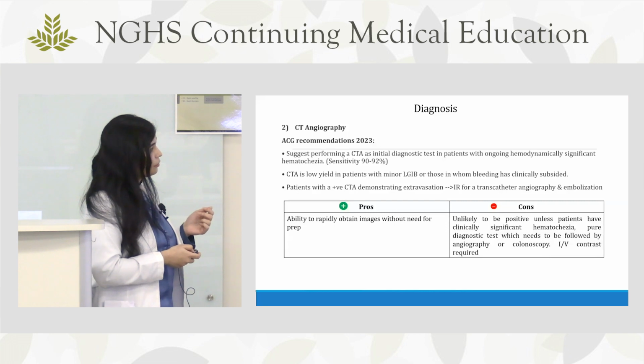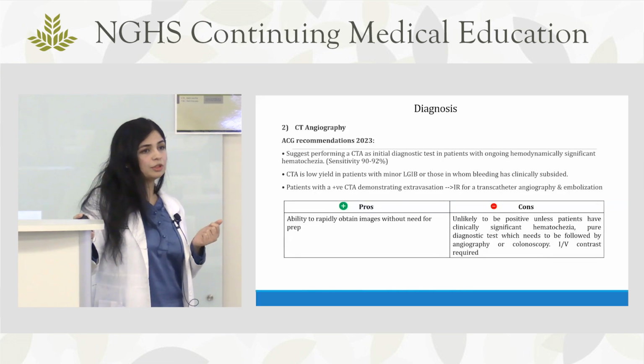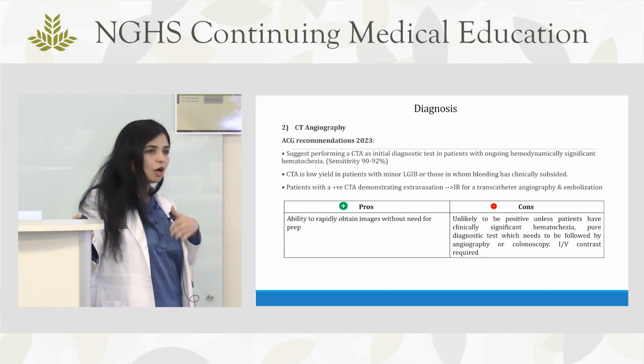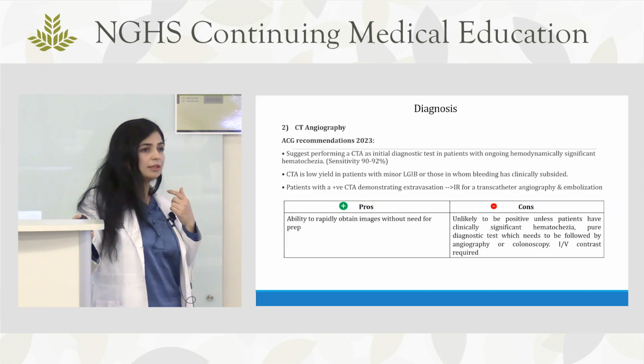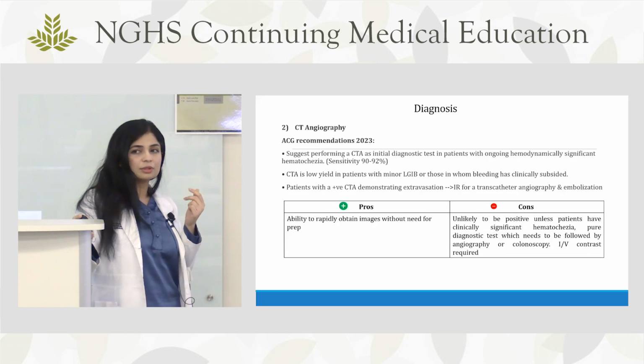So, CT angiography. How many of you have ordered a CT angiography for lower GI bleeding? And in how many of those times did you actually find something, like something that was actively bleeding or extravasating blood? Maybe once or twice. Yeah.